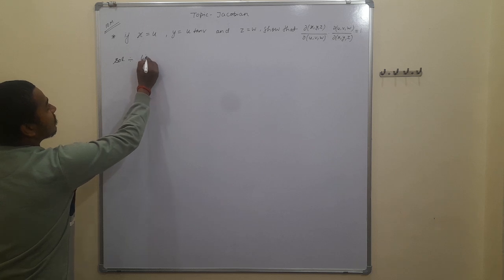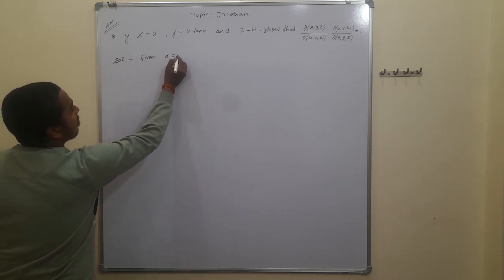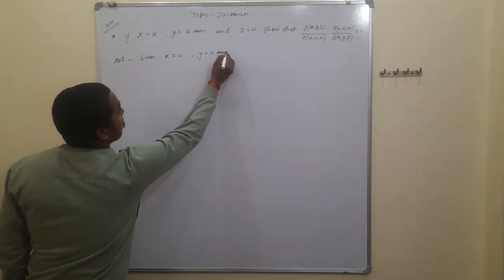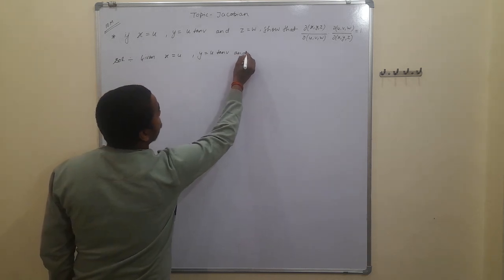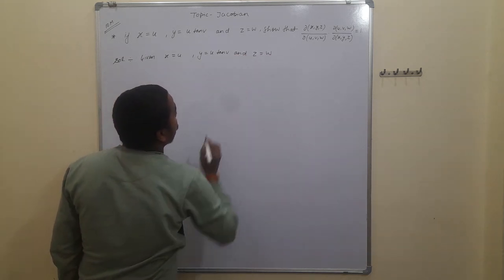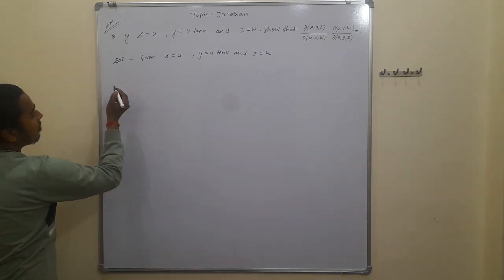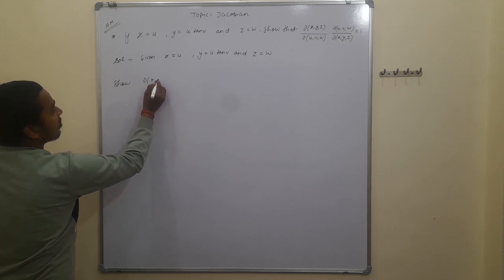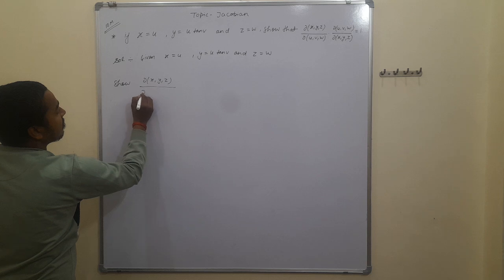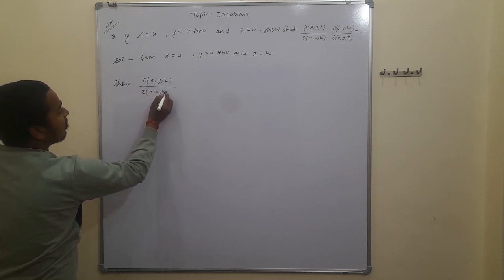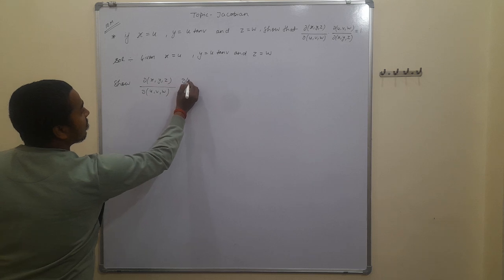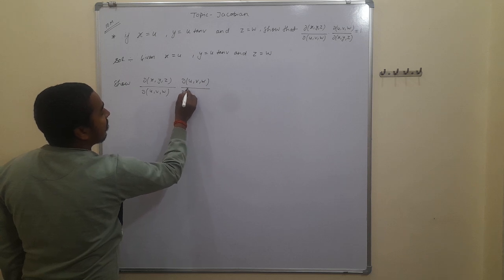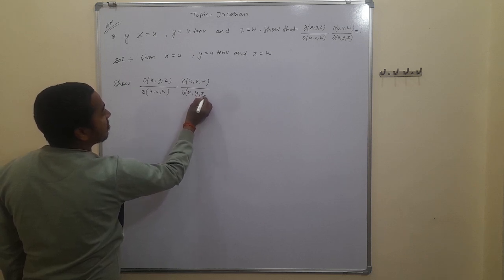Here given x is equal to u and y is equal to u tan v and z is equal to w, and we have to show that del of x comma y comma z upon del of u comma v comma w into del of u comma v comma w upon del of x comma y comma z is equal to 1.